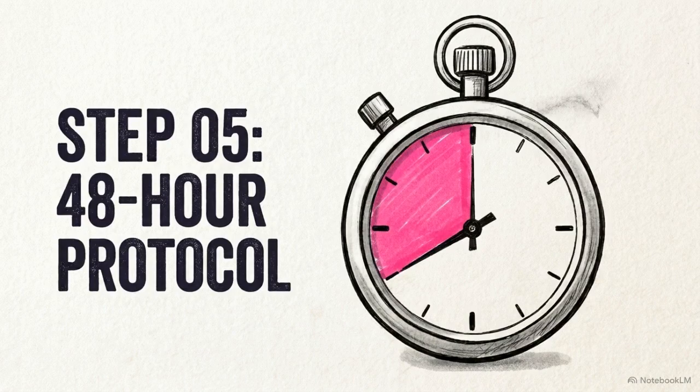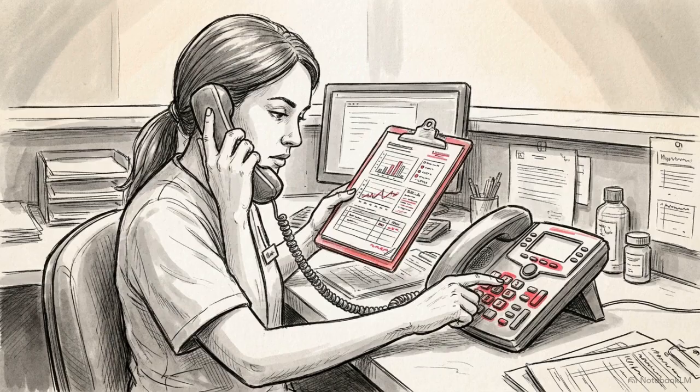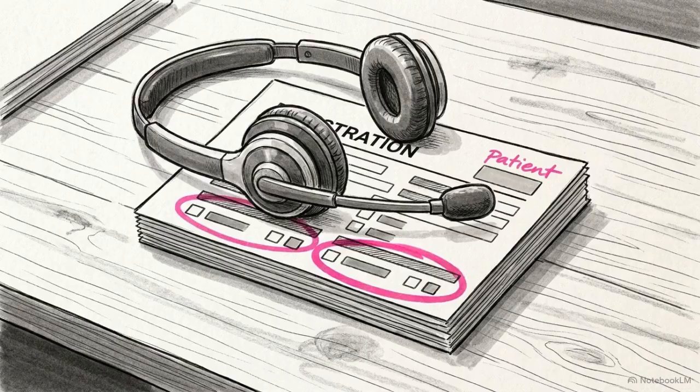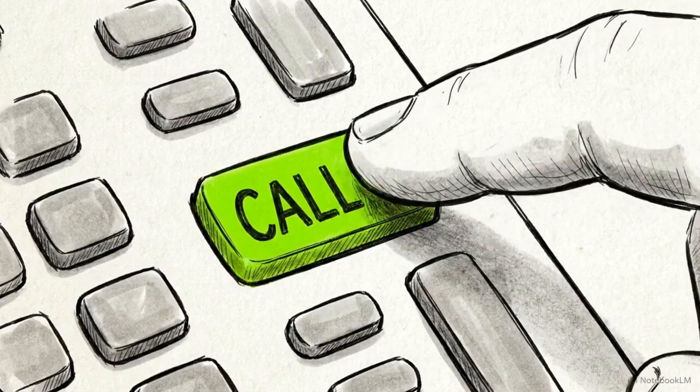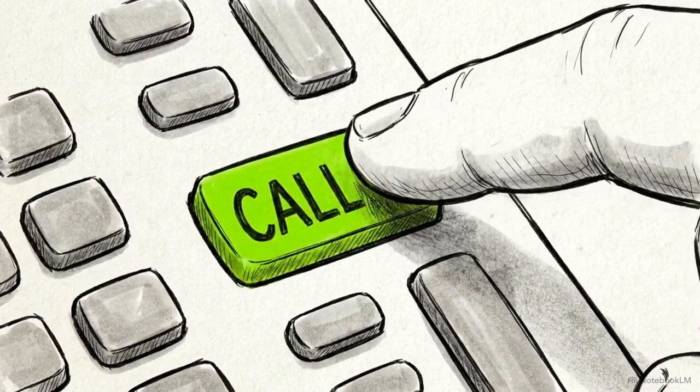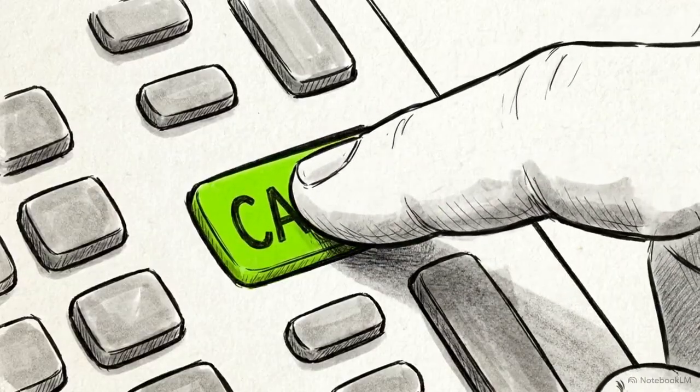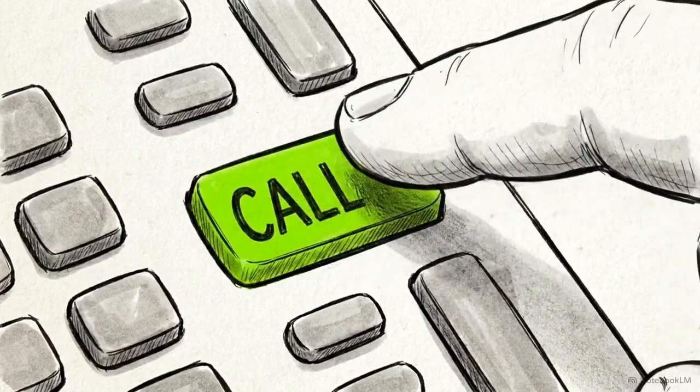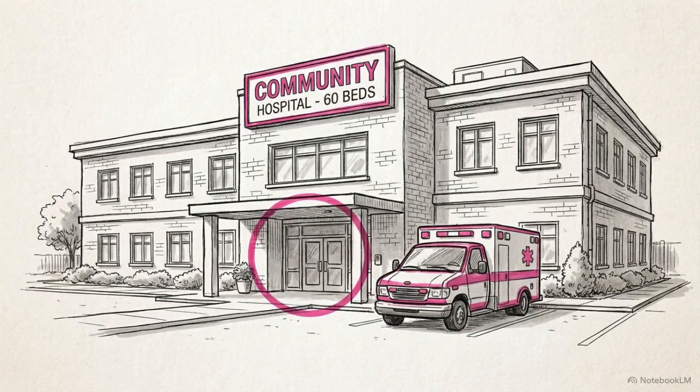Step 5 removes that reliance completely. We stop waiting for attendees to walk through the doors and start taking proactive action. You assign one specific front office staff member as your camp follow-up executive. Their sole mandate is to call every single attendee who had an abnormal finding within 48 hours of the camp closing. A 60-bed hospital in Manjeri, Kerala proved exactly how well this works.